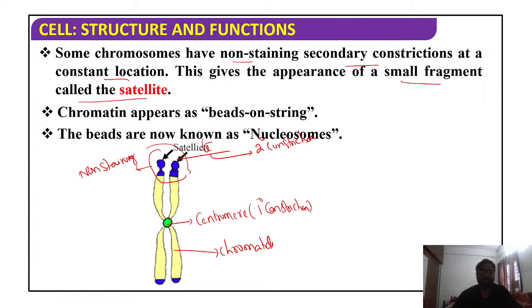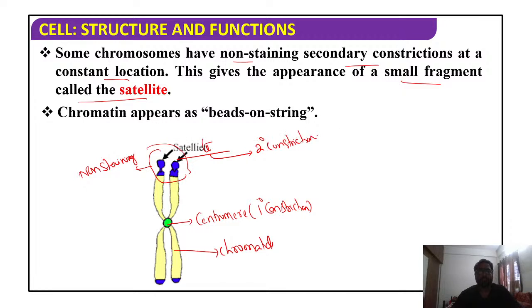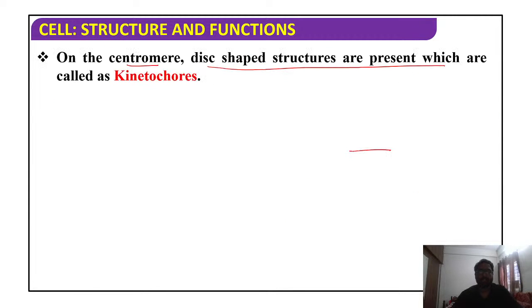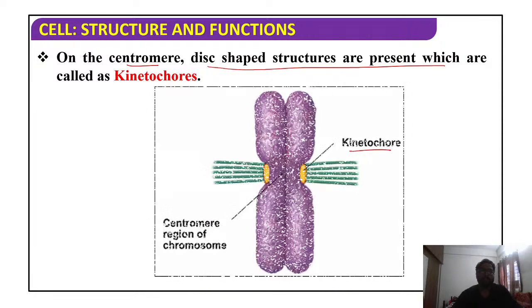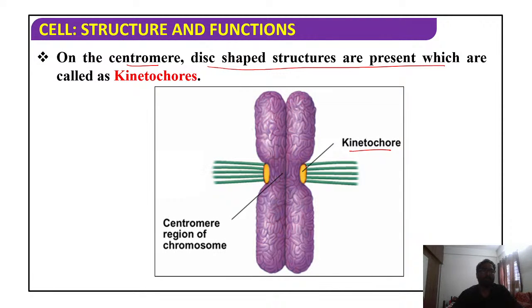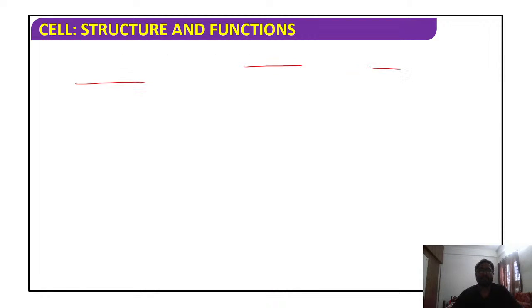Now chromatin appears as beads on a string. The beads are known as nucleosomes. Students, today our topic is types of chromosomes. Once again I will show you all the slides. You can see how many chromosomes we have in our body: 23 pairs. Every chromosome has a primary constriction called the centromere. On this centromere, disc-shaped structures are present which are called kinetochores.